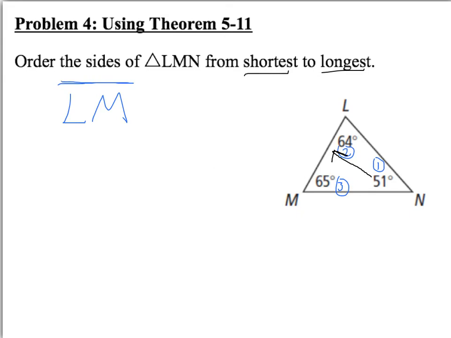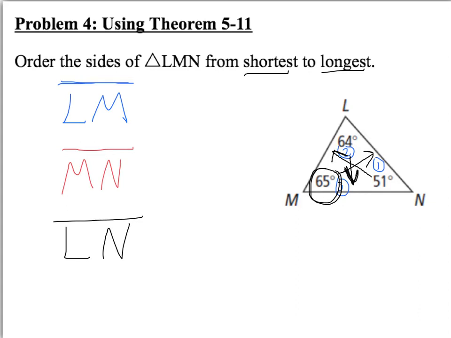Then I look at my second largest angle at 64, and the side opposite 64 would be MN. Again, you have to make sure to put the line above your two points, otherwise it would be marked incorrect. My largest angle is 65, so opposite 65 is going to be LN. So this would be my side lengths from shortest to longest.